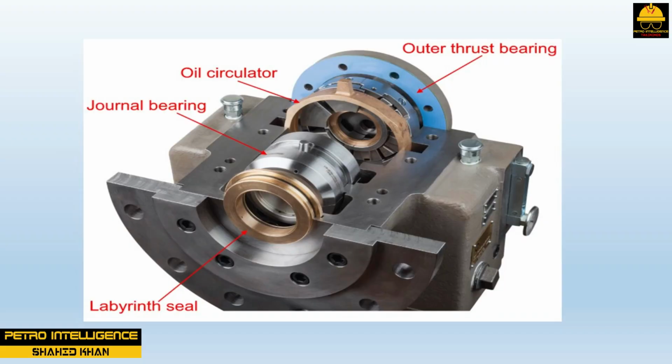Bearings. Bearings, as shown in the picture, provide radial and axial support for the shaft of a steam turbine. Radial bearings, also called journal bearings, are designed to keep the rotor of a steam turbine from moving from side to side or up and down.